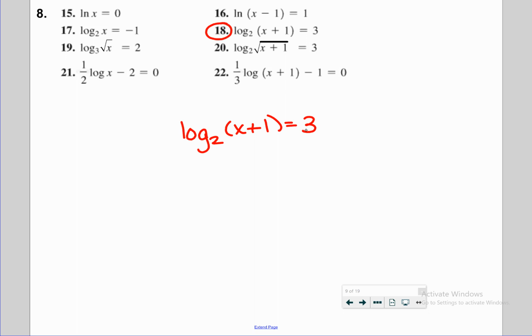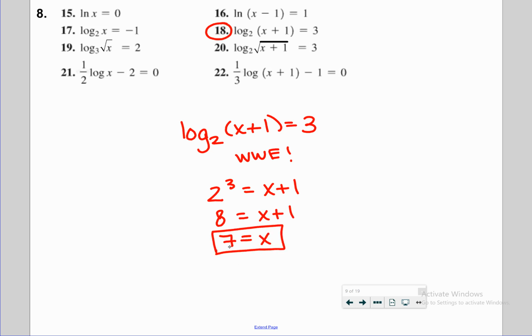Log, it's alone. Check. What's my next step? Right with exponents. What's my base? 2. What's my exponent? Equals x plus 1. 2 to the third is 8. X is 7.